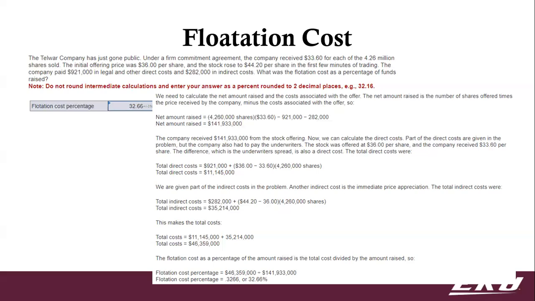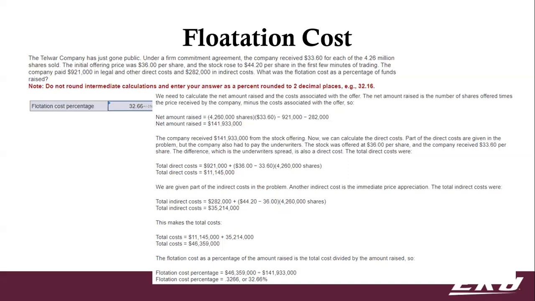But the company is going to receive 33.60 for each of the 4.26 million shares. The initial price was 36 per share. It rose to 44.20 in the first few minutes. The company paid 9.21 in legal and other direct costs, and then 2.82 in indirect costs. And then what is the flotation cost as a percentage of funds raised, right? And so when you're saying how much money did we raise, we got 33.60 a share. We got the total number of shares. We paid out our legal and direct, and then we paid out our indirect costs. So once you net all that, that gives us our total amount that we received from the stock offering, right?